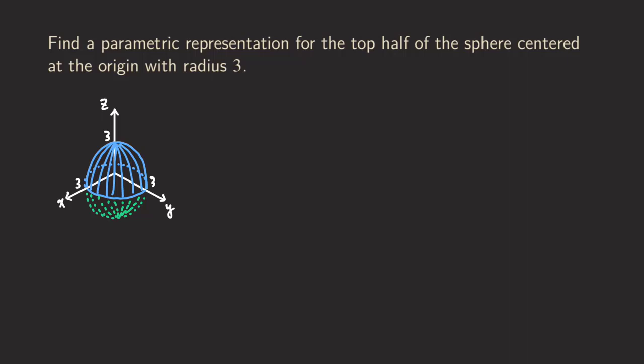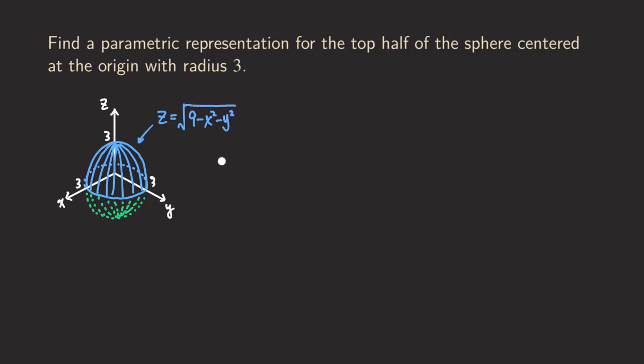Today let's talk about finding the parametrization for the top half of the sphere centered at the origin with radius 3. This is the surface that we are looking at here. See that the bottom part is not there. I'm just drawing some dashed curves to show that the bottom part is missing, just the top portion that we want. And so this surface is given by z equals the square root of 9 minus x squared minus y squared.